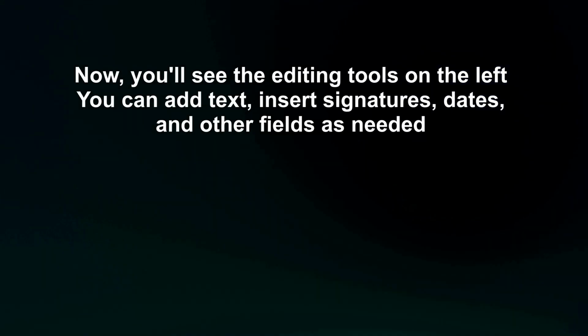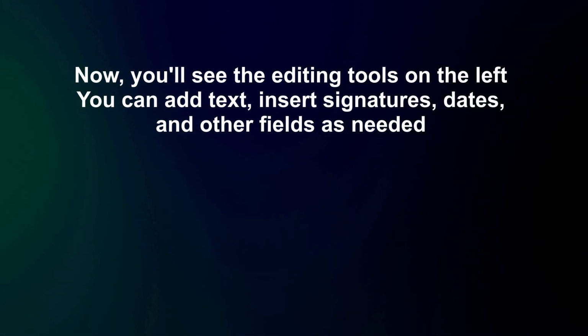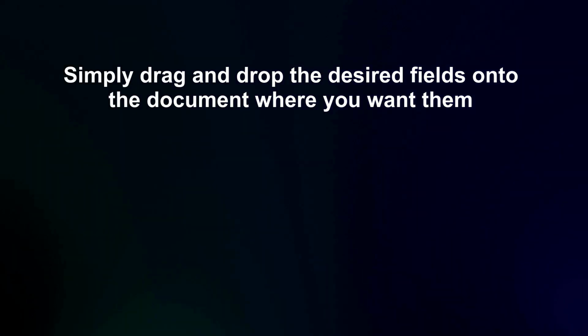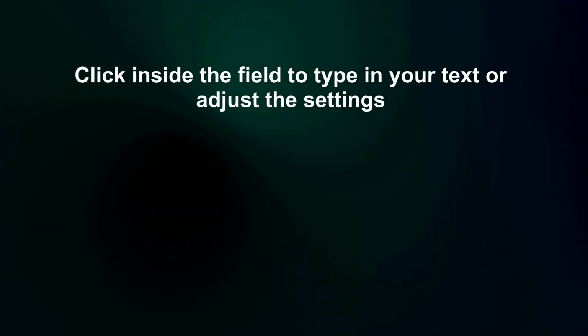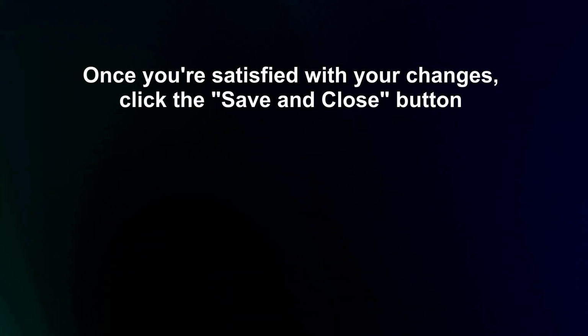Now, you'll see the editing tools on the left. You can add text, insert signatures, dates, and other fields as needed. Simply drag and drop the desired fields onto the document where you want them. Click inside the field to type in your text or adjust the settings. Once you're satisfied with your changes, click the Save and Close button.